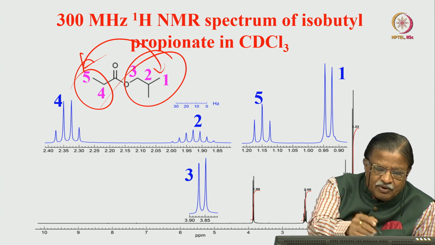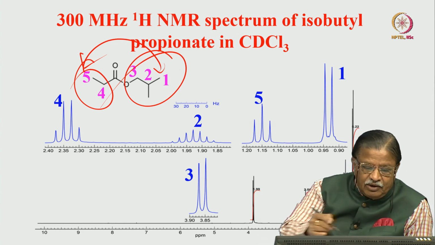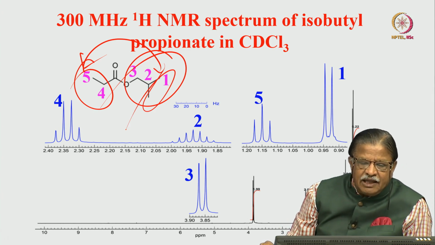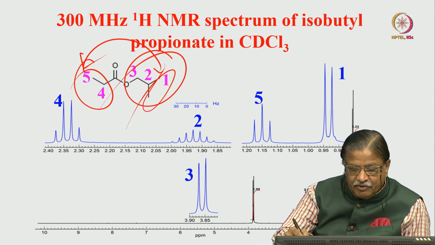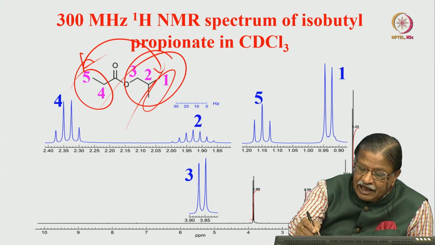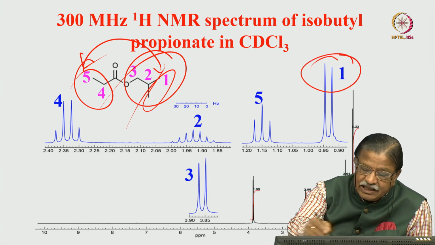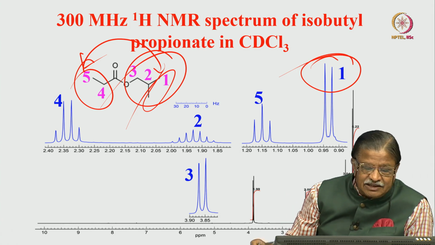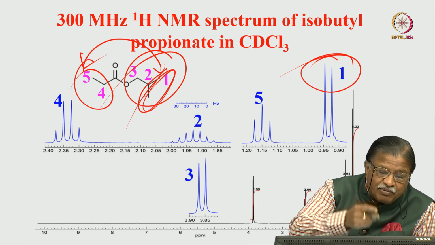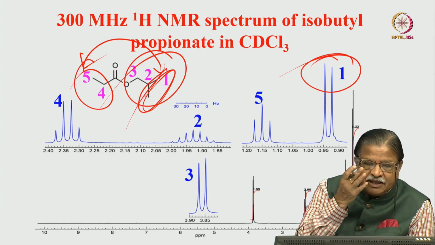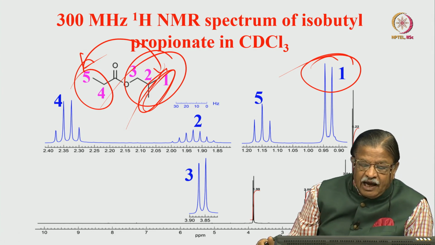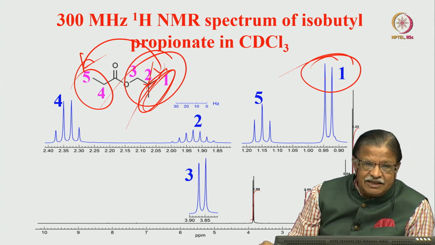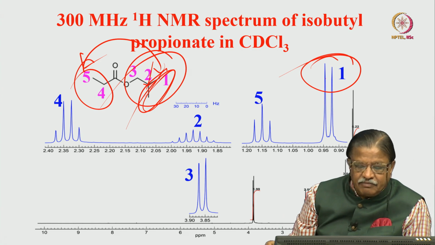Now, we have proton 1, 2 and 3. 1, 2, these two are methyl groups. This methyl group is coming to the high field, but if you look at it carefully, this is expanded here, this is a doublet. Why is it a doublet? You should understand these two methyls are equivalent protons, coming at the same chemical shift, and because of splitting with this one it becomes a doublet. This methyl is a doublet because of coupling with this.